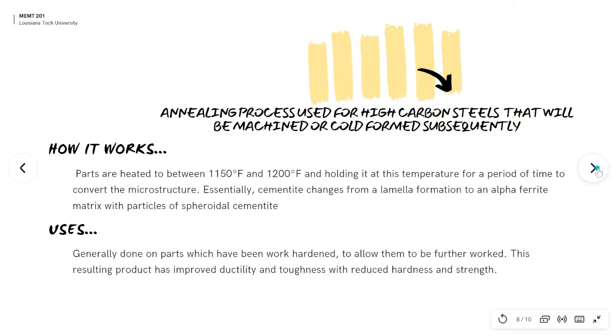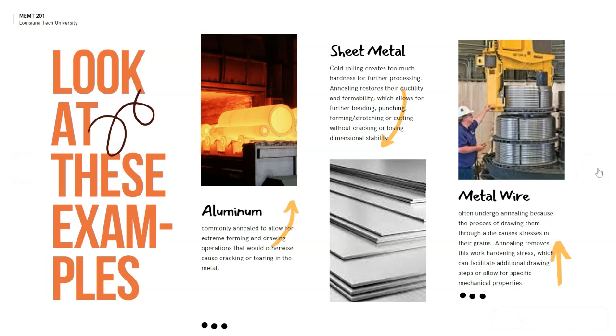All right, so now we have a couple of examples. First is aluminum, which is annealed to allow for extreme forming and drawing operations to prevent cracking and tearing. Then we have sheet metal. It is annealed to restore its ductility and formability, which allows for further bending, punching, forming, etc., without cracking or losing dimensional stability.